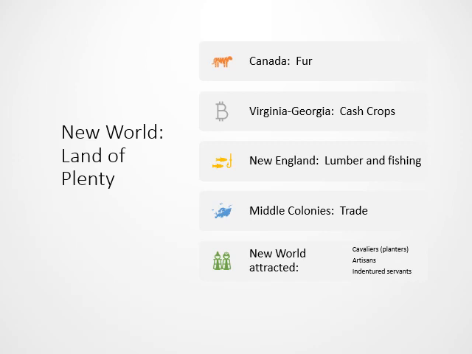The middle colonies in the Caribbean became huge trading ports, later huge trading ports for the slave trade. And then the New World attracted the following groups. It attracted Cavaliers, which were planters, landowners. You've probably heard of the Virginia Cavaliers. That's where they get their nickname from.